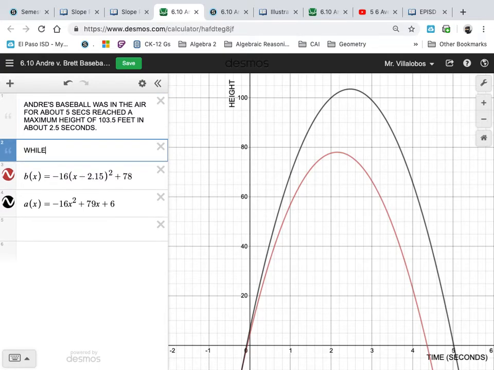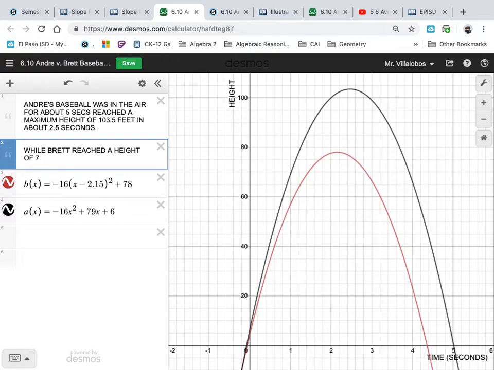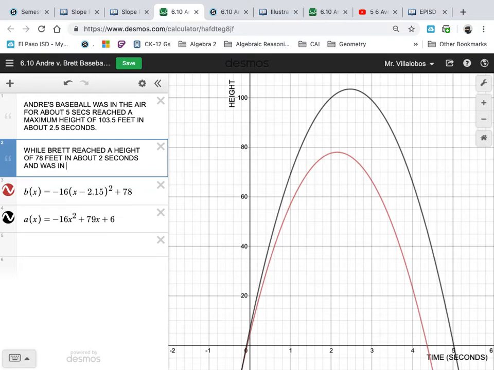While Brett reached a height of 78 feet in about 2.1 seconds, and was in the air for about 4.3 seconds.